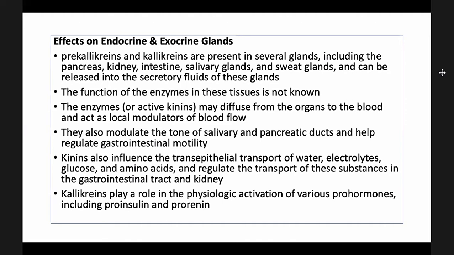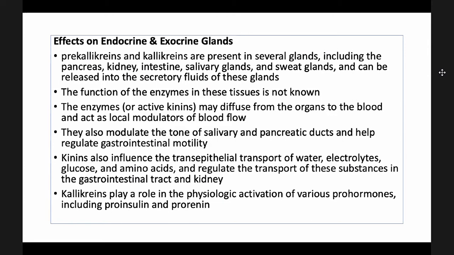So your prekallikreins and kallikreins are also present in several glands. As I've said, they can be found in the pancreas, kidney, the intestine, salivary glands, and sweat glands, and they can be released into the secretory fluids of these different glands. The function of the enzyme in these tissues is not known. The enzymes may diffuse from the organs to the blood and act as local modulators of blood flow. They may also modulate the tone of your salivary and pancreatic ducts and help regulate GI motility.